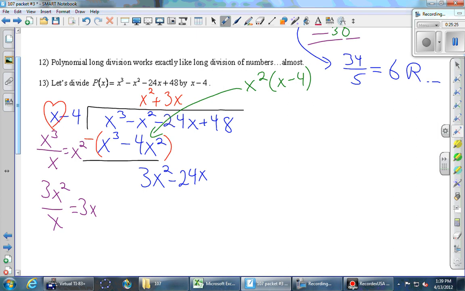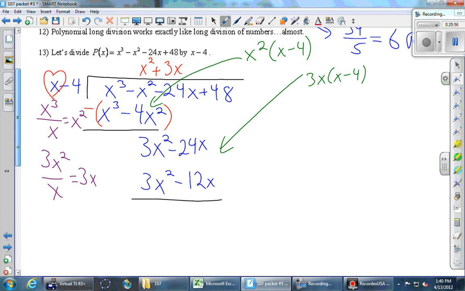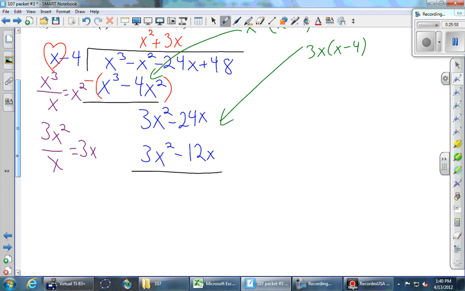And we take that 3x and do what with it? Multiply it by the x minus 4. So we'll put that in green down here. 3x, x minus 4. X squared minus 12x. Do you like that 3x squared? Yes, because when you subtract, the x squareds will cancel. If they don't, you did something wrong. Okay, so we subtract, and we get x squareds cancel, minus 36x.